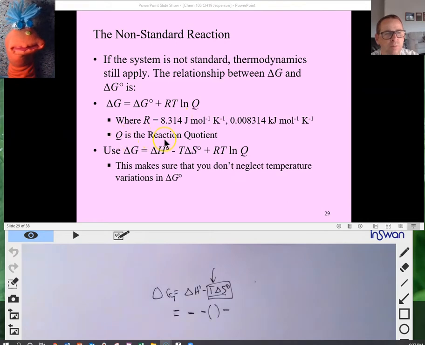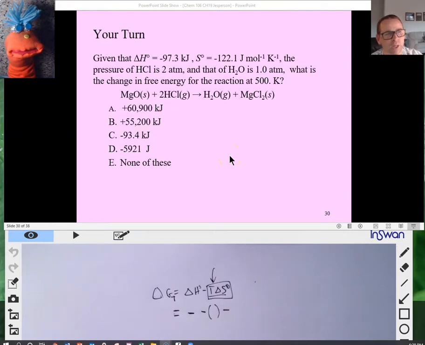So, with our reaction quotient, we can then use delta G equals delta H minus T delta S, where this delta H naught minus T delta S naught represents our delta G naught. And we can find delta G by adding on this adjustment of RT ln Q, where Q again is our quotient. Okay? So this allows us to make sure that we don't neglect our temperature, and we also don't neglect any variations in concentration away from standard state.